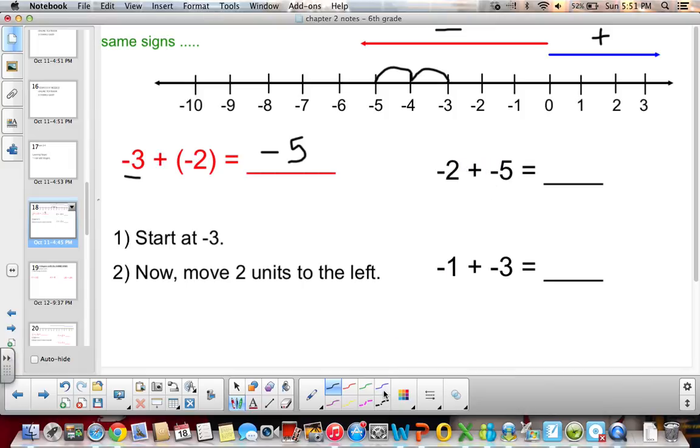-2 plus -5. We start at -2, and this time we're going 5 jumps to the left again because it's negative. So we go 1, 2, 3, 4, 5, and we end up at -7. And then -1 plus -3, we start at -1, and then we're going more negative, so 1, 2, 3, and we end up at -4. So you can always use a number line to help you figure out which way you're going, what number you start at, and which number you end at.